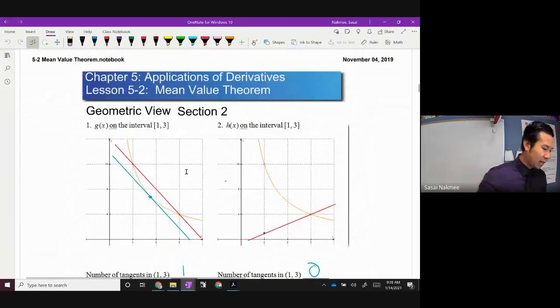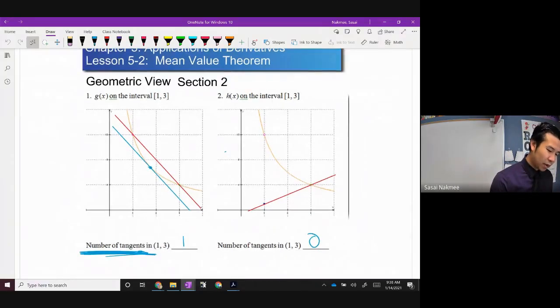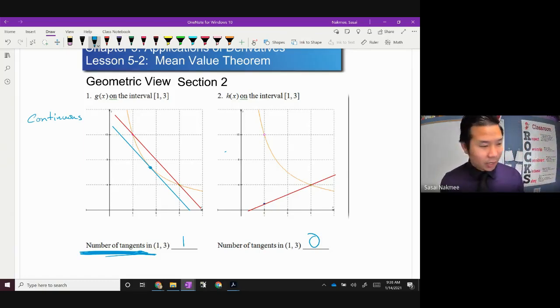Let's take a look at graph 1. I already said that this graph right here is continuous. How do I know it's continuous? There are no jump discontinuities, no infinite discontinuities, and no holes, right? No removable discontinuities. So graph 1 is continuous. All right, what can we say about whether it's differentiable or not?